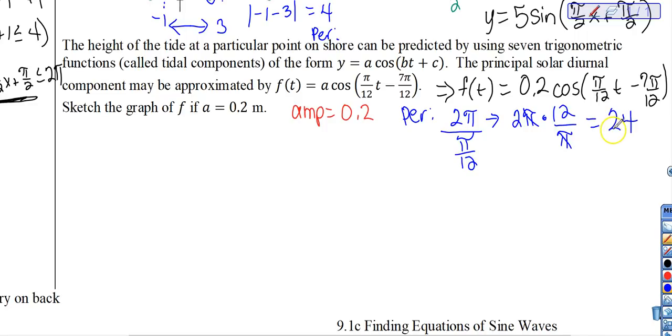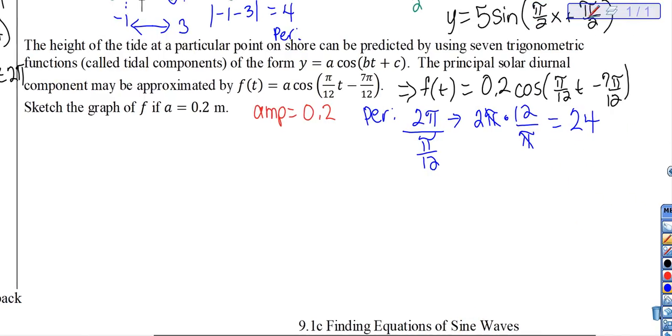This is tidal components, 24, and 24 is part of the time. What do you think that represents? 24 hours? Oh, 24 hours. That makes sense. Okay, so a day. All right, now all we have to do is find our phase shift.